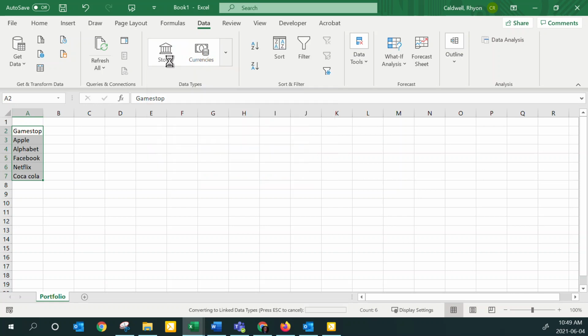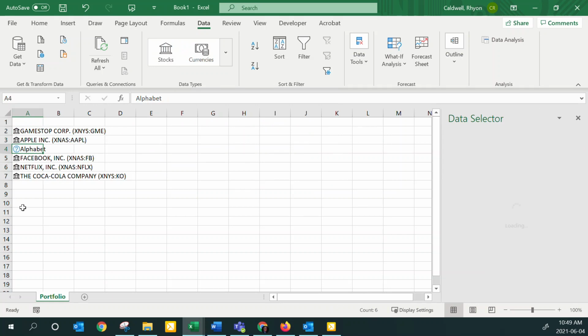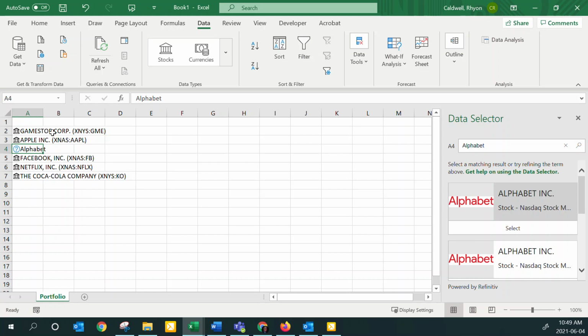So if I just click on stocks right here, what the computer does is it goes in and it does a search for GameStop, and it actually connects it to the New York Stock Exchange. That's what NYSE means, New York Stock Exchange. And it comes up with a symbol GME. GME is the symbol for GameStop. AAPL is for Apple. Now, Alphabet didn't pop up, which is very unusual because Alphabet is one of the largest NASDAQ stocks out there. And it's probably because, did I spell it right?